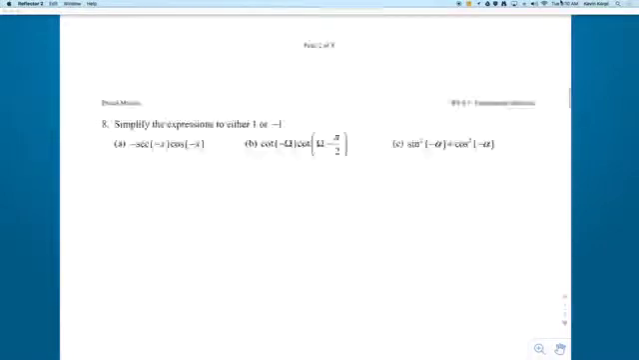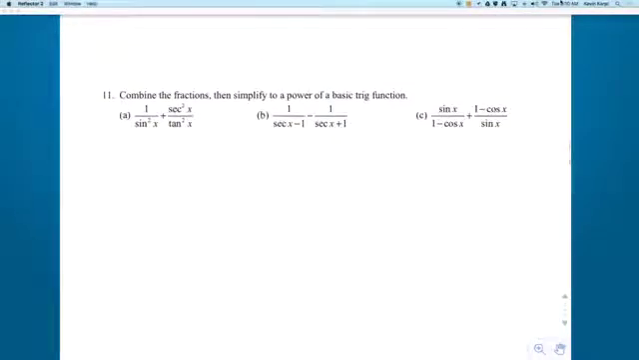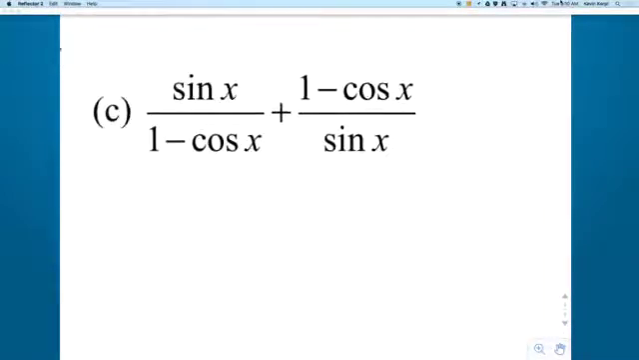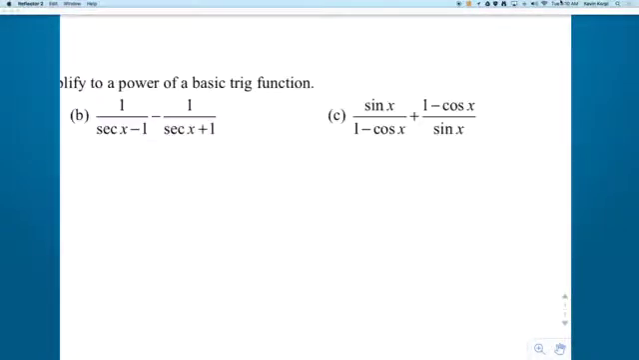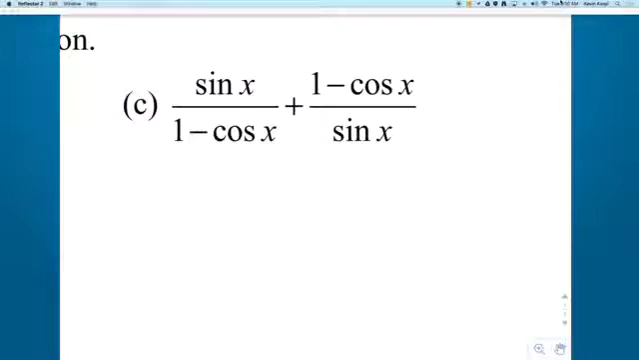Number 11C. Combine the fractions, then simplify to a power of a basic trig function. It's a good one. So I'm kind of giving you the insight in the instructions, which is going to be later one of the strategies that you're going to have to do on your own. Whenever you need to get a single term, you need to combine 2 terms by getting a common denominator. So what was your question?